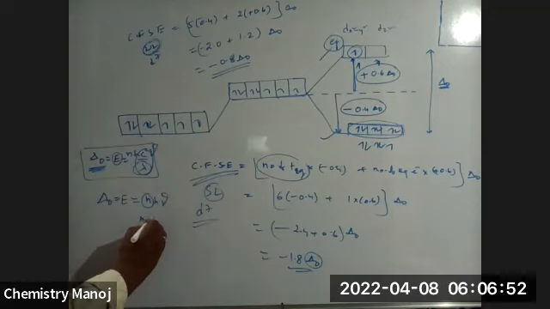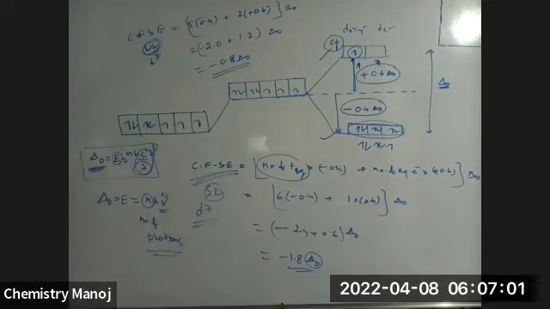N is the number of photons having frequency nu. Number of photons.